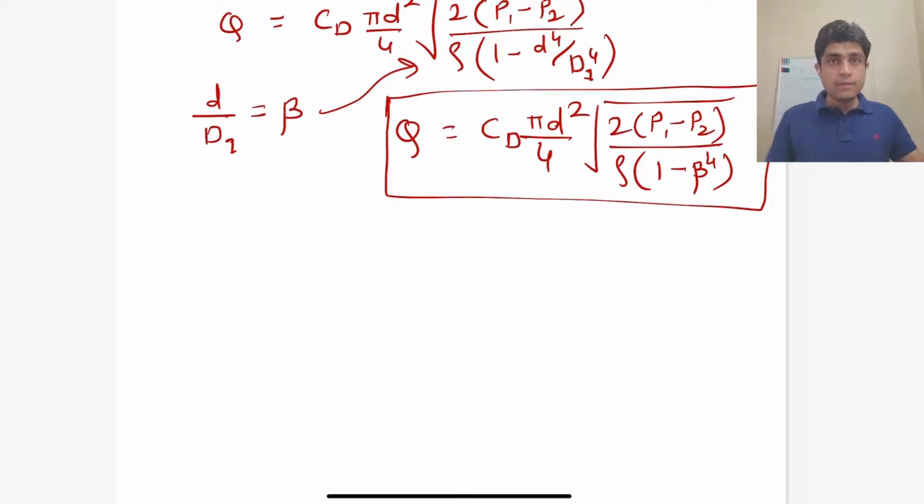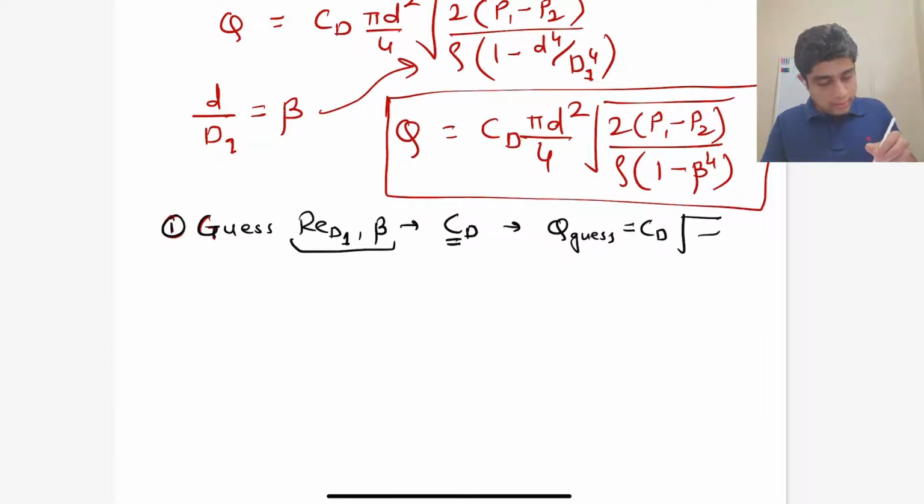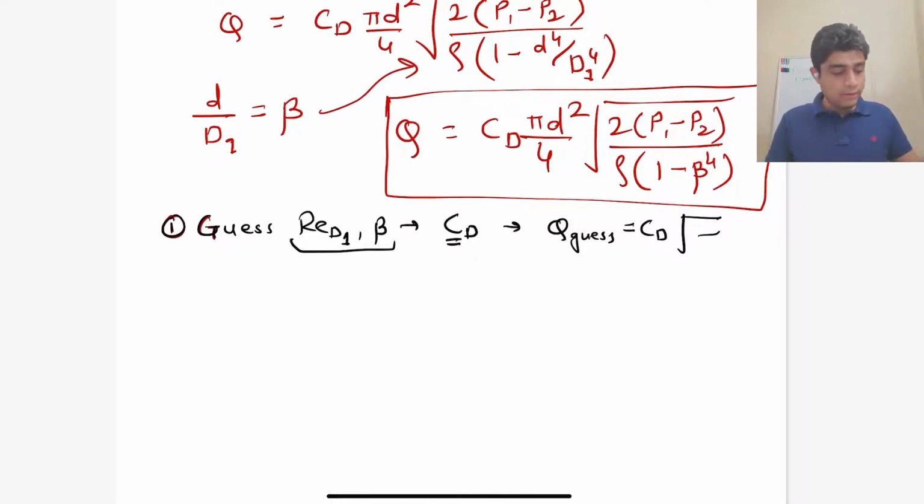And the way you basically find out the flow rate is that you first guess a Reynolds number downstream, and beta is known. So from this Reynolds number guess downstream and the geometrical ratio beta, you find out the guess for the coefficient of discharge, and then you find out a guess flow rate using this CD and this complicated term in the square root.